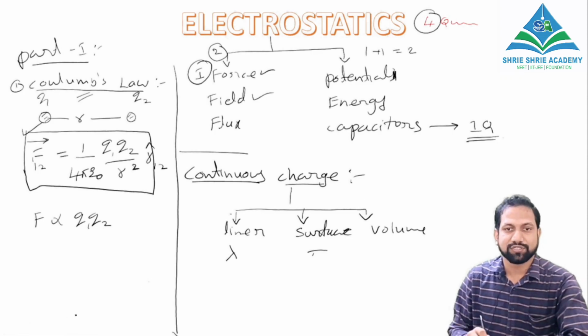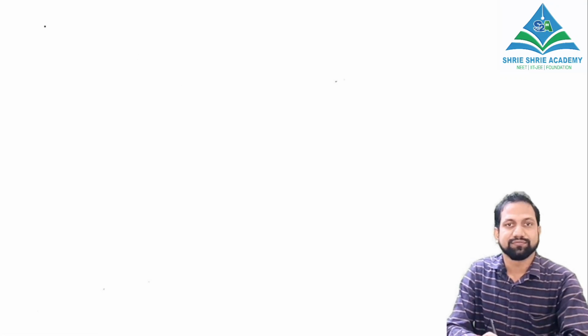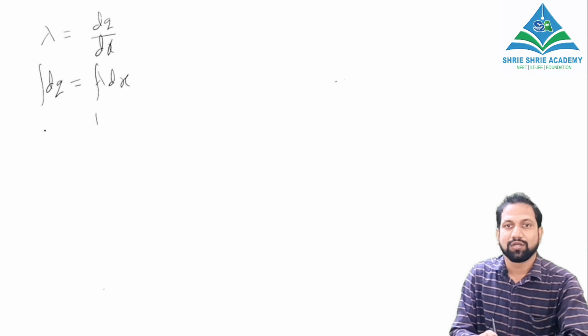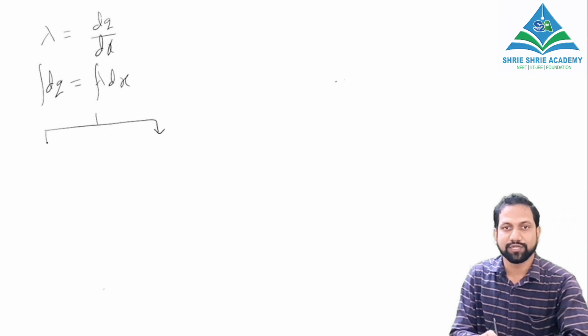So let us discuss further. Let us consider first lambda, that is lambda equals dq by dx. From here we can say dq equals lambda dx, and if you integrate dq, you will have to integrate the lambda also, and you will get two possibilities: uniform charge density and non-uniform charge density.